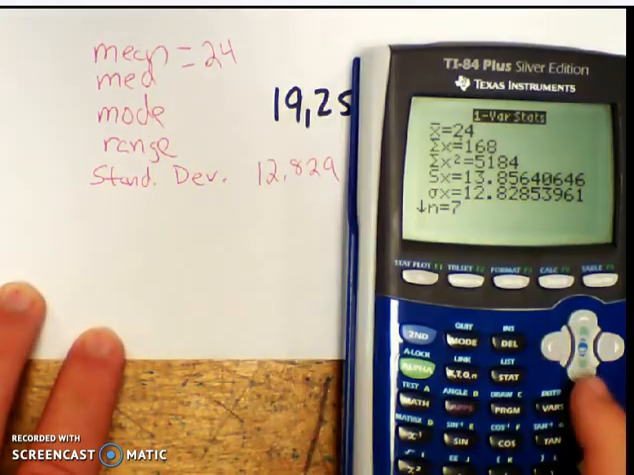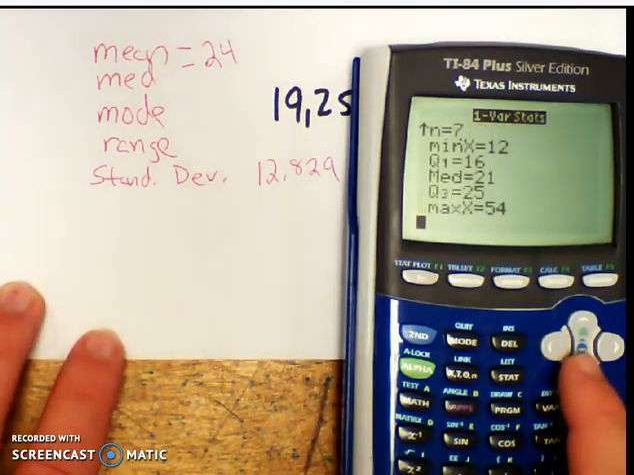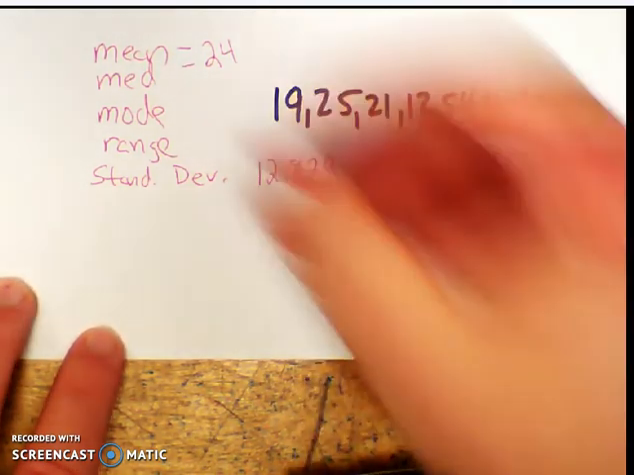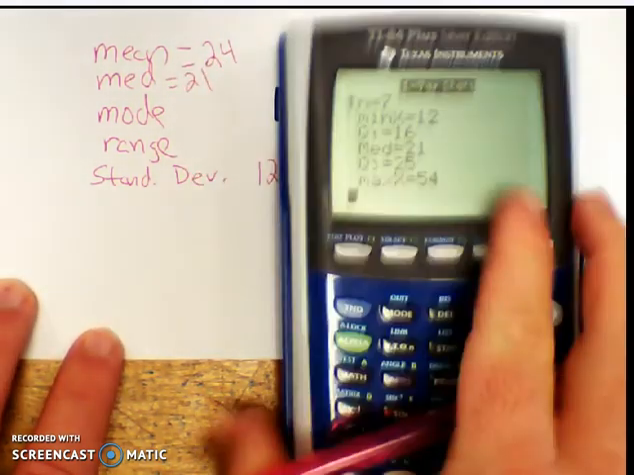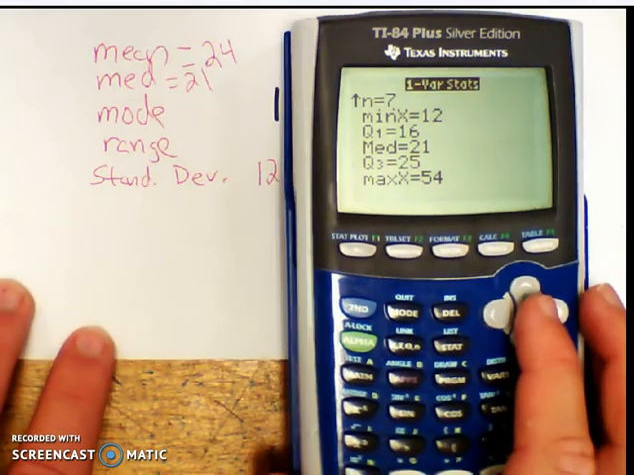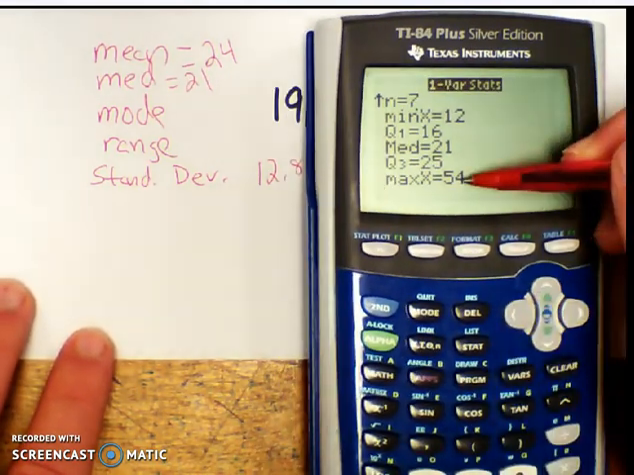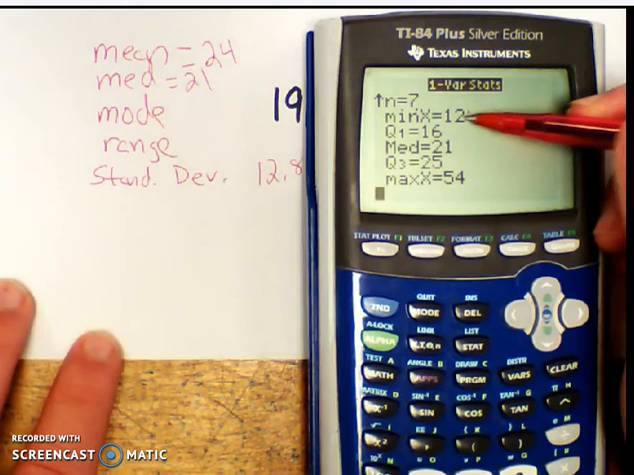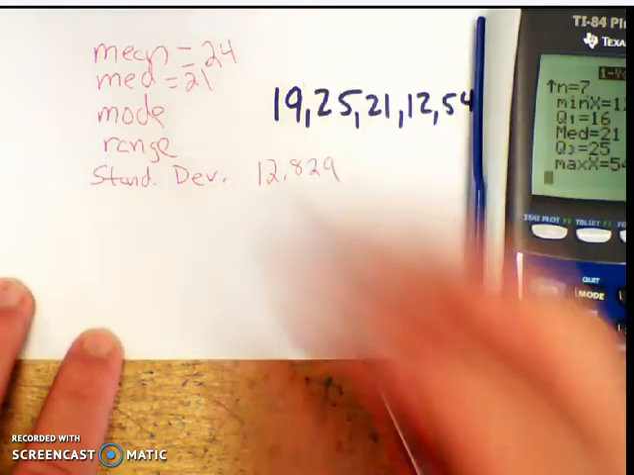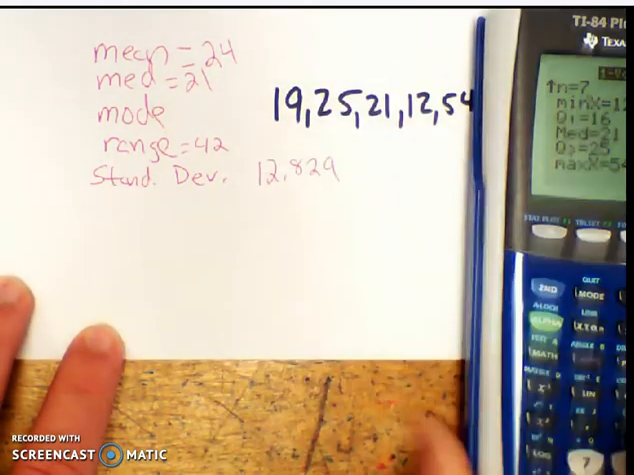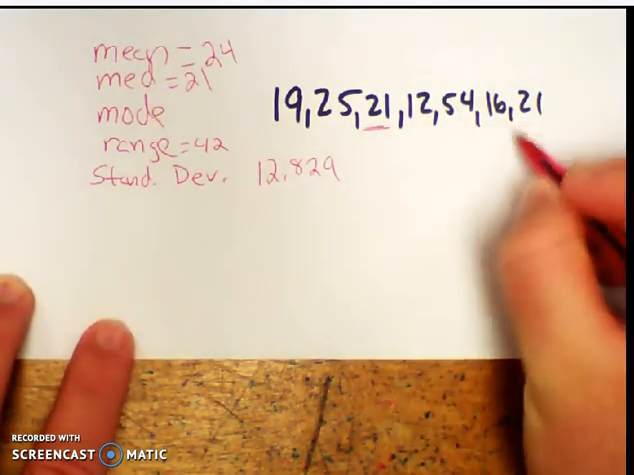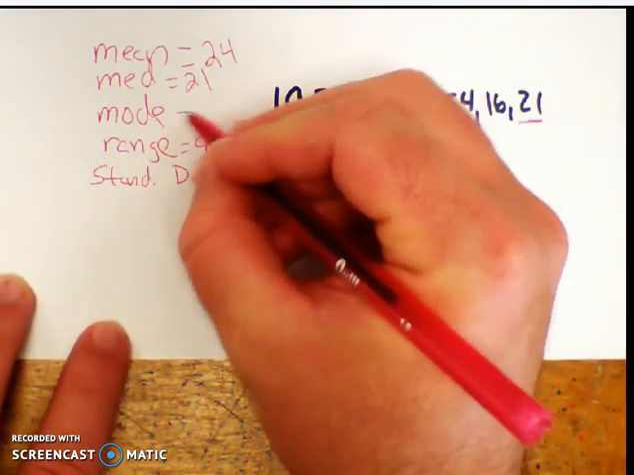And then you got to scroll down a little bit to get the rest of the information you need. Median is 21. That comes from right here. Now the other 2 things you got to kind of find on your own, but the range is your max minus your min. So 54 minus 12 is 42. The mode is what number occurs the most often, and that is 21.